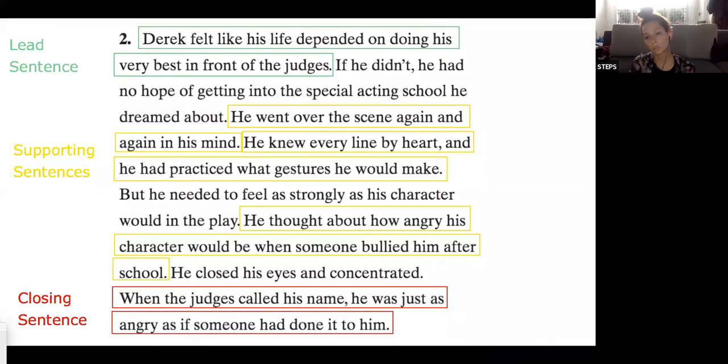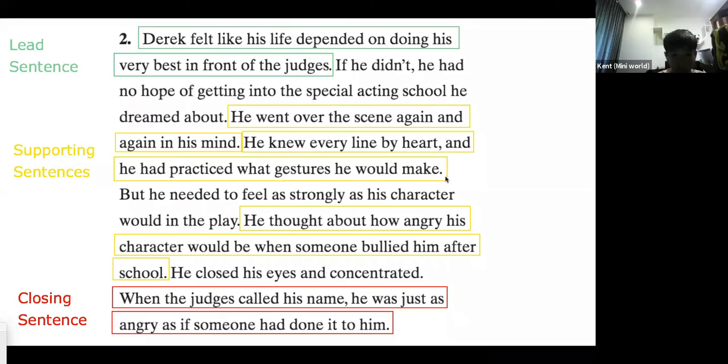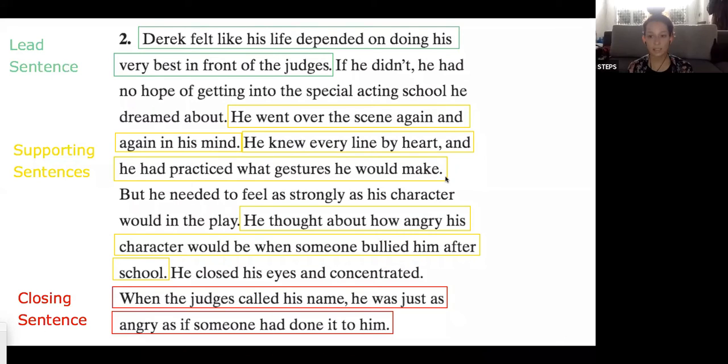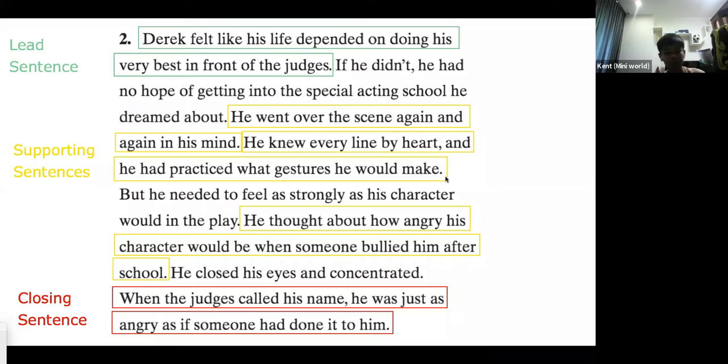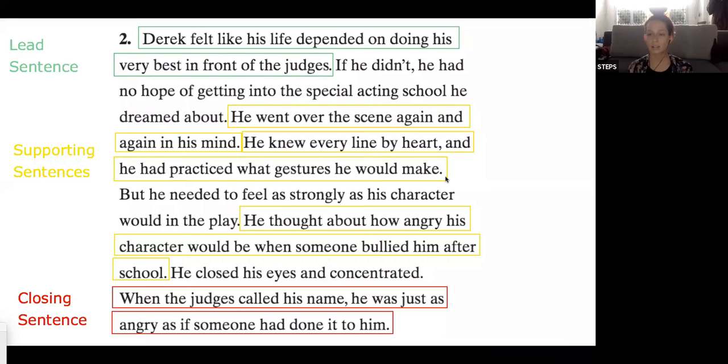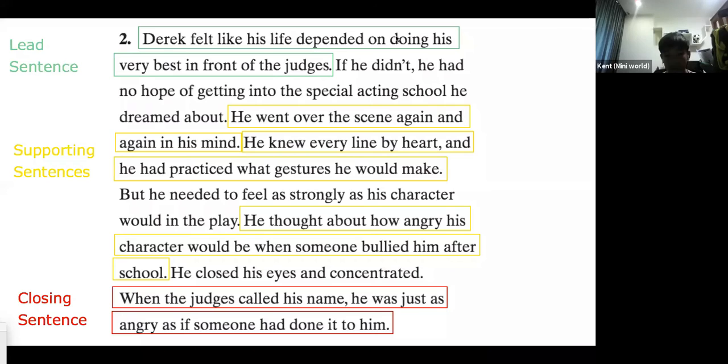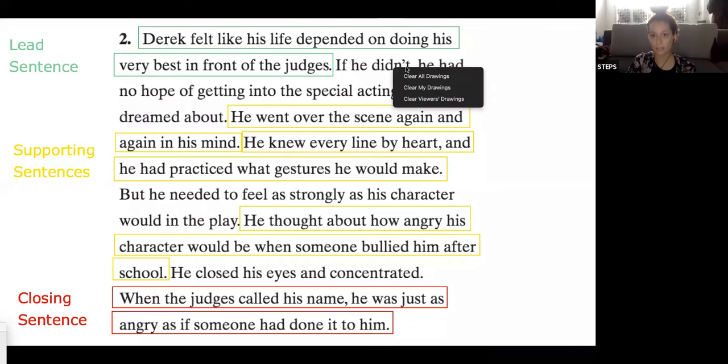Go ahead. Is he still as nervous or is he ready for his audition? He is only angry and he is angry as if someone had done it to him. Yeah, he has the correct feeling. He's ready to act. He's ready for his audition. Okay, good job, Kent. All right, so we're going to do a practice with this together.